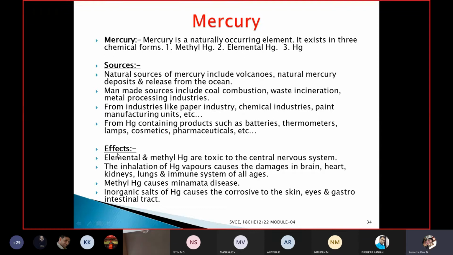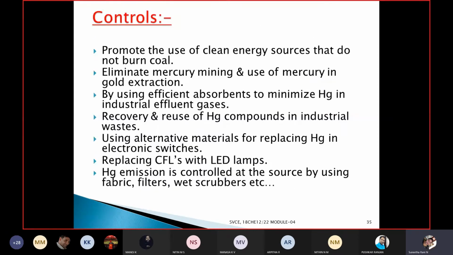And what are its effects? Elemental and methyl mercury are toxic to the central nervous system. Inhalation of mercury vapors causes damage to the brain, heart, and kidneys, and causes Minamata disease. Inorganic mercury salts are corrosive to the skin, eyes, and gastrointestinal tract. These are the effects. How can we control it?